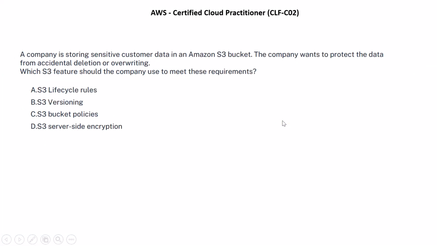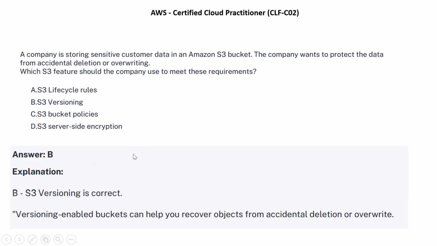Let's move on to the next one. A company is storing sensitive customer data in an Amazon S3 bucket. The company wants to protect the data from accidental deletion or overwriting. Which S3 feature should the company use to meet these requirements? Option A, S3 lifecycle rules. Option B, S3 versioning. Option C, S3 bucket policies. Option D, S3 server-side encryption. The right option is option B, S3 versioning.